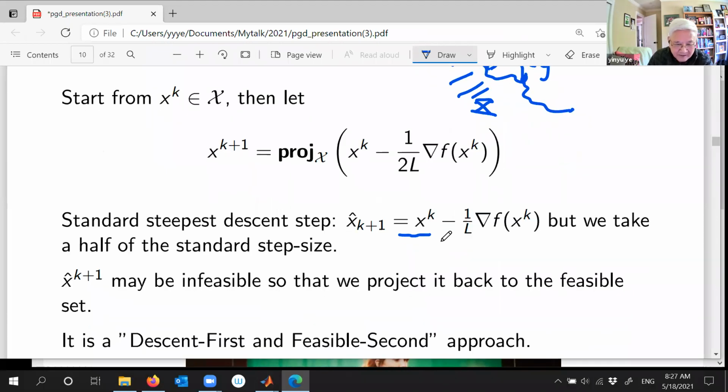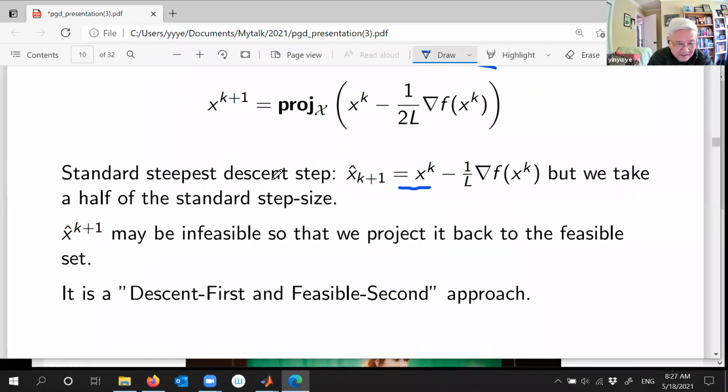You can try L very large, and gradually learn what L you should put over there. But here what we did is we take half of the standard step size, which actually played a key role in proving convergence for any objective function and any convex set, as long as you can do the projection efficiently. So in this case, we project back.